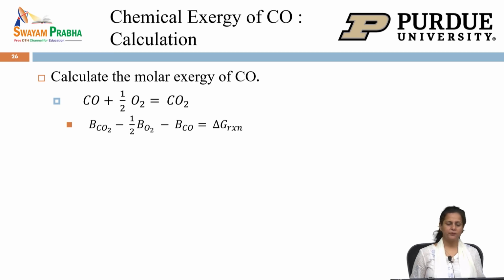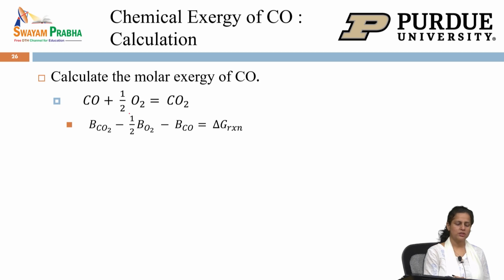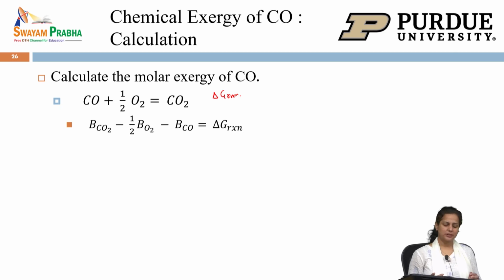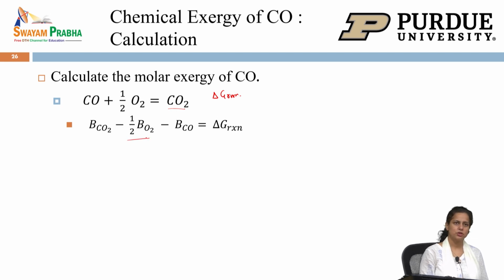So, let us do this problem. I will quickly go through this equation. Here what we need to do is calculate the molar exergy of carbon monoxide. For calculating that, as we saw in the Van 't Hoff equilibrium box, we will be running this reaction, which is carbon monoxide reacts with half molecule of oxygen and gives CO2. And during this, of course, you will have delta G of reaction that we can calculate. The balance of the exergy is that your exergy of CO2, which is the output product, minus half b oxygen, which is the exergy of the oxygen molecule, and you need half of that, minus b of CO is going to give the delta G reaction.